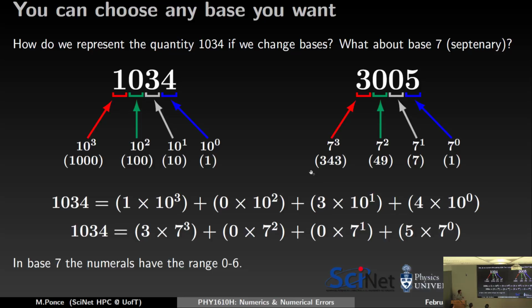Yeah? Good. And of course, depending on what base you use to represent the number, the digits in front of the columns go between 0 and one digit less than the base of the representation that you are using. So from 0 to 6 in the case of the septenary base.